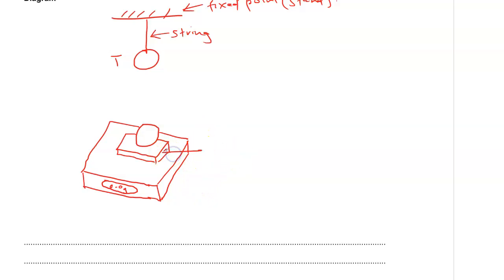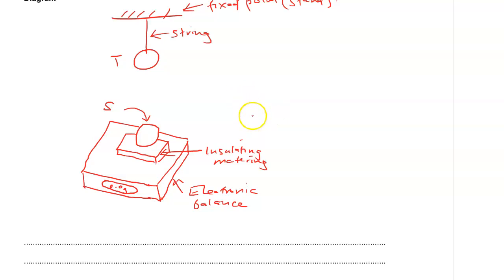This here is an insulating material to make sure the charge on S does not leak. Let me put it on this other side. This is S. This is my insulating material so that the charge does not leak. I've used an electronic balance. That is what I have in my laboratory.